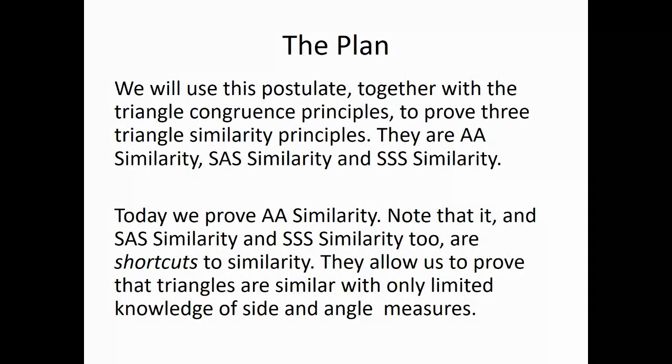Okay, so what will happen is this. We'll use this postulate together with what we know about triangle congruence to prove 3 similarity principles, let's call them. These are angle-angle similarity, what we'll prove today, and then SAS similarity and SSS similarity, which we will prove in the next section. So note again that these are shortcuts to similarity. That's what's really significant about them. They will allow us to prove that triangles are similar with only limited knowledge of side and angle measures. In this case, we will be able to conclude that triangles are similar if all we know is angle measures of triangles. Side lengths are not required.